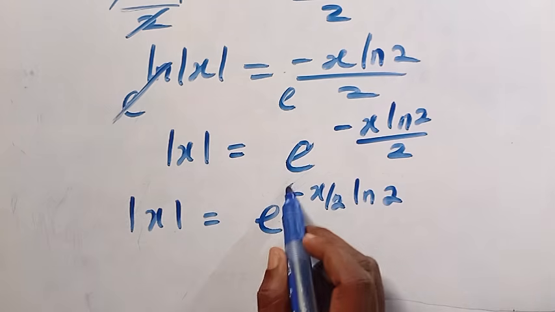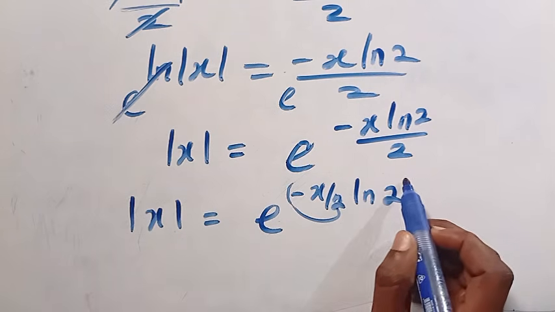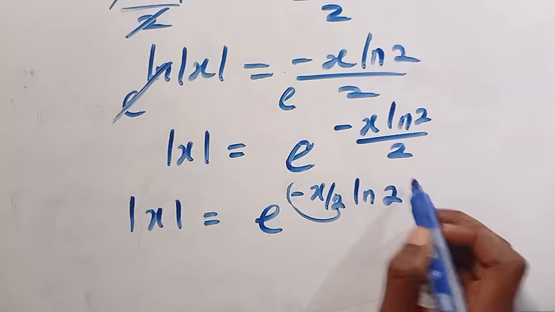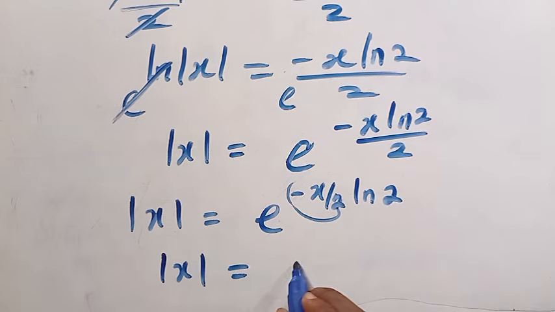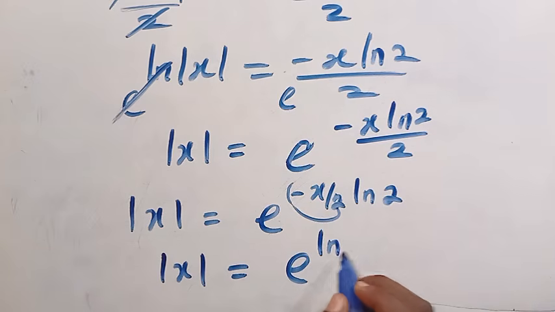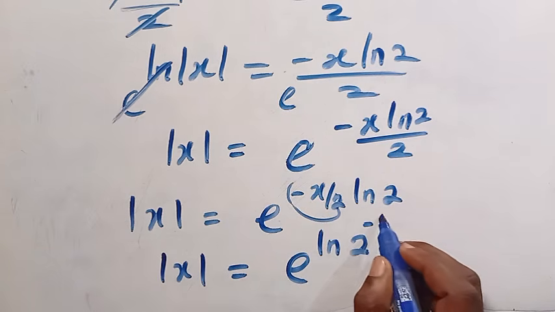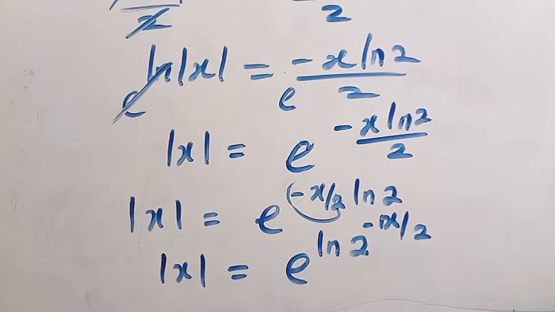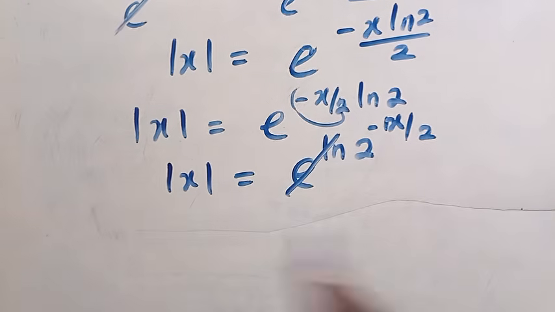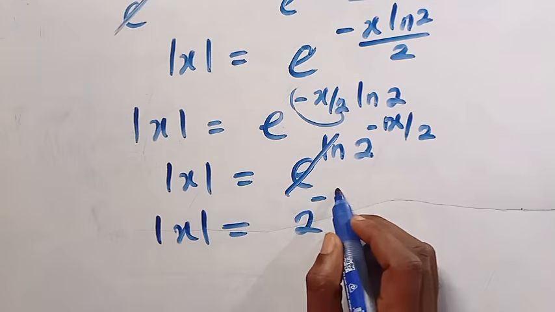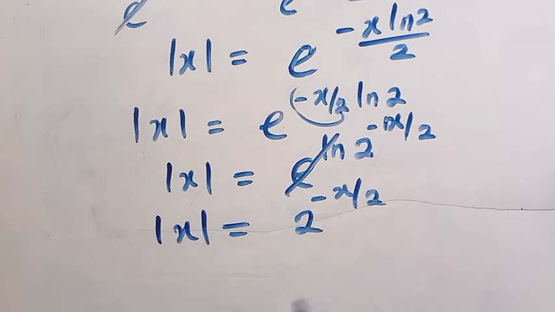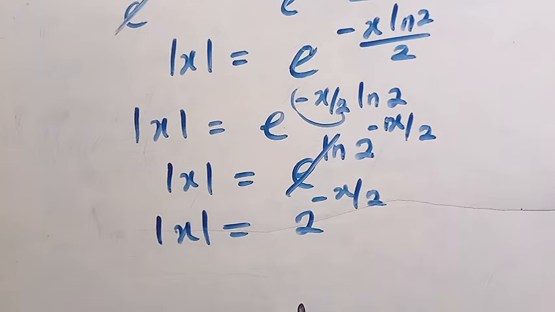If I take this to the back and raise it to the power of these two, we are going to have |x| equals e to the power of ln of 2, then everything raised to the power minus x divided by 2. We know exponent and ln cancel each other, so we have |x| equals 2 raised to the power of minus x divided by 2. This is what we have.